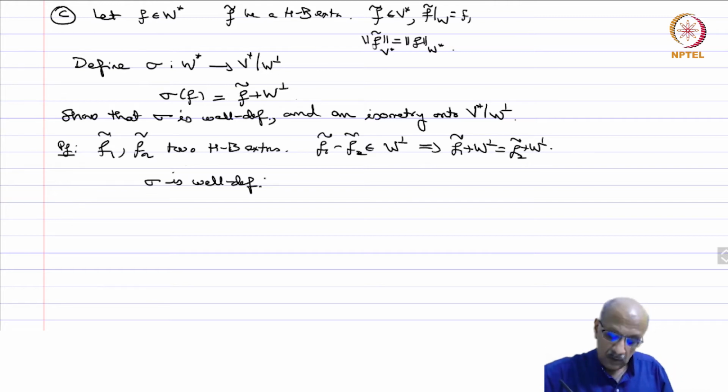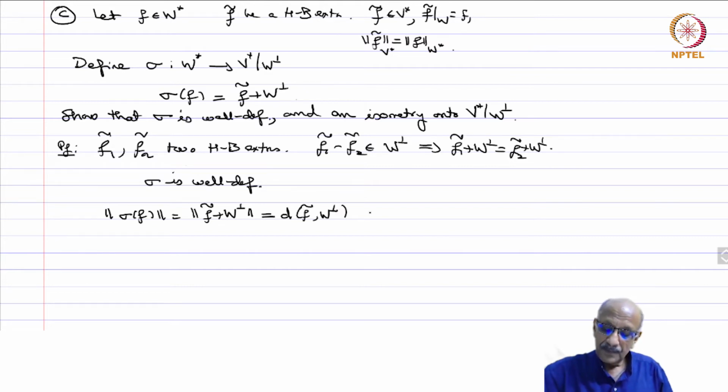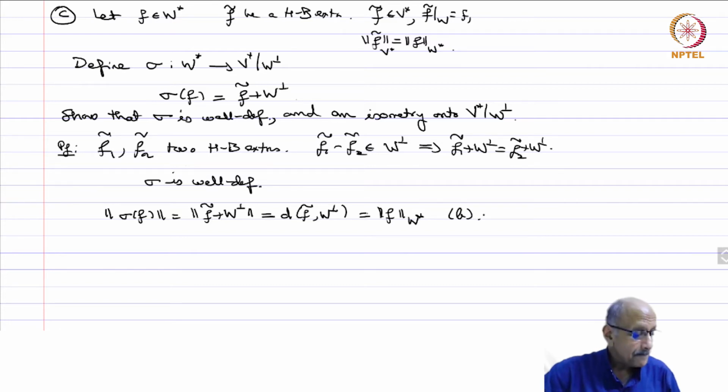Okay. Now what is the norm of sigma f? This is the norm of f tilde plus W perp, and we saw this is nothing but d, the distance of f tilde from W perp, and this is equal to the norm of f in W star. This is exercise B. Therefore sigma is an isometry.